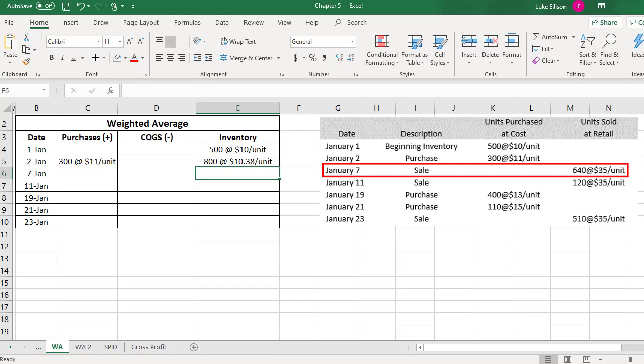Since the column is titled cost of goods sold and not price, we can't use the $35 selling price here. Instead, we have to use the weighted average cost that we calculated in the previous step. So on January 7th, we record 640 units at $10.38 per unit for our cost of goods sold.